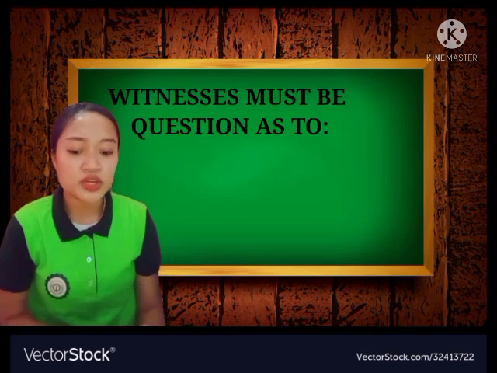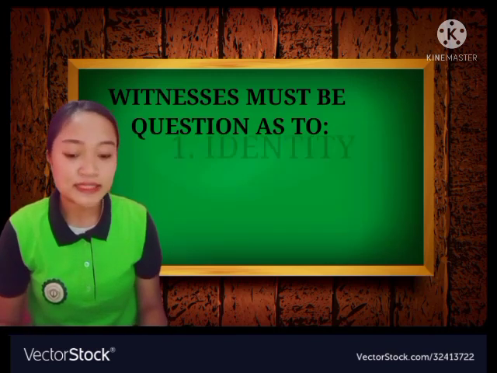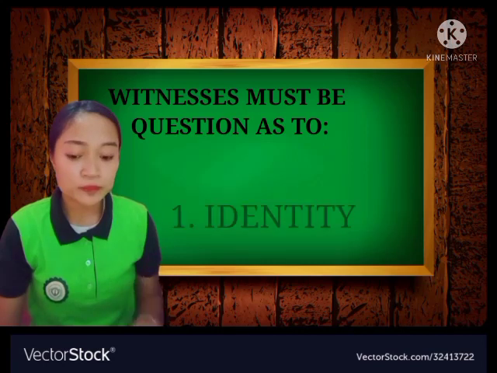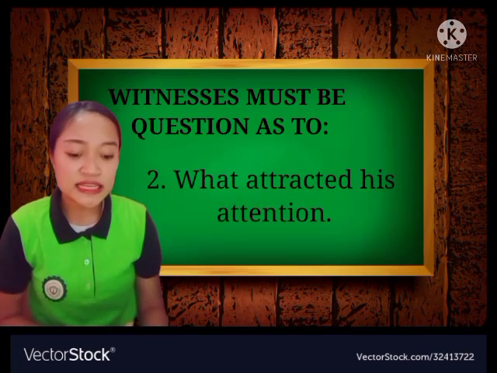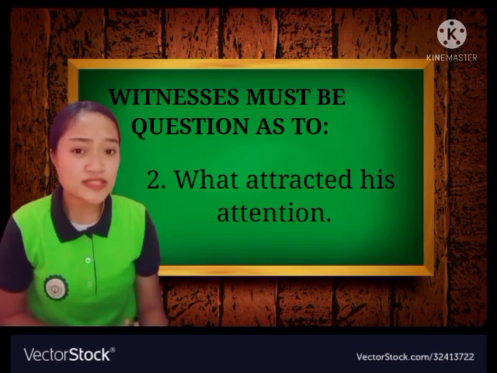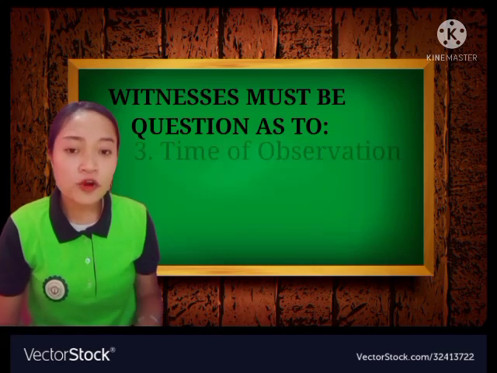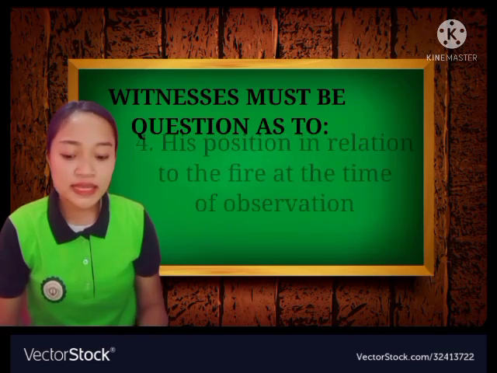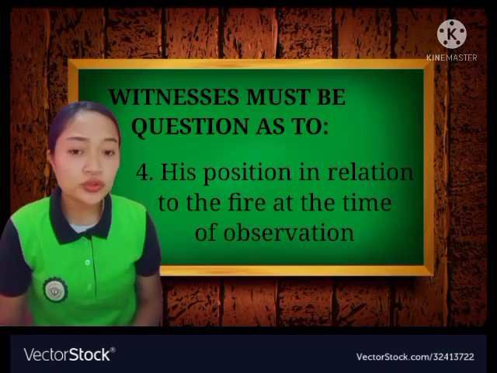And the witnesses must be questioned as to, first, identity. The investigator must first verify the identity of a witness to recognize or distinguish them. Next, second, what attracted his attention? How did he notice there was a fire? Next, time of observation. The investigator will ask what time he or she saw or observed that there was a fire. Next, his position in relation to the fire at the time of observation.